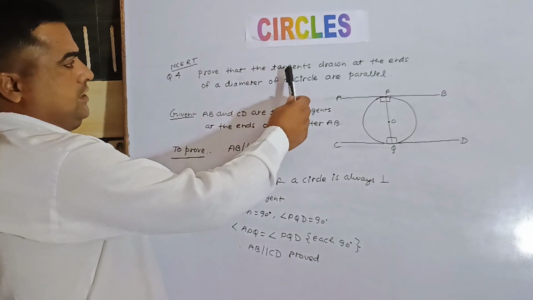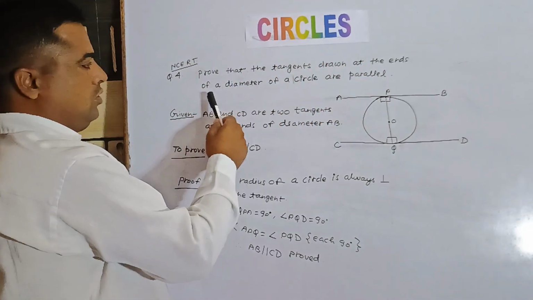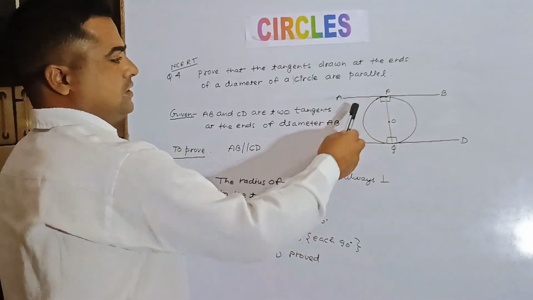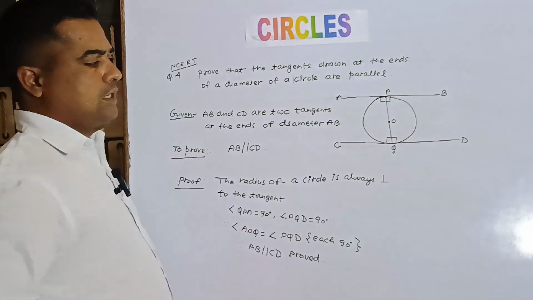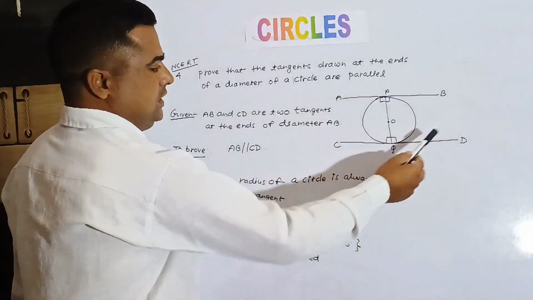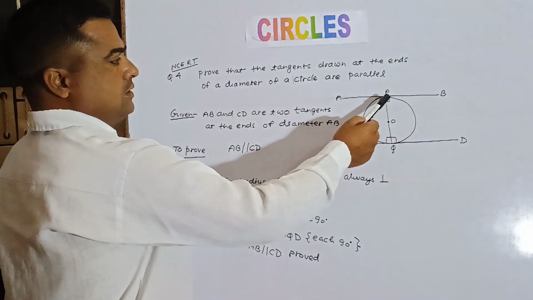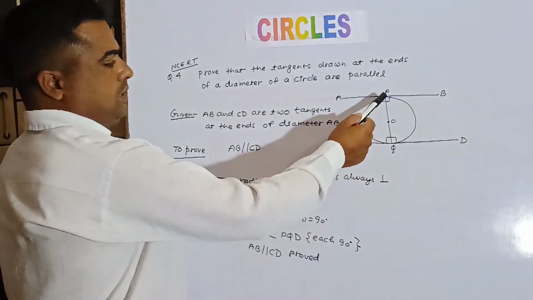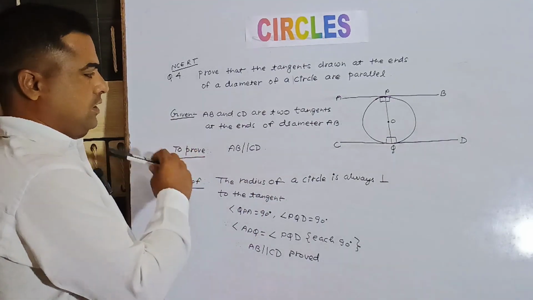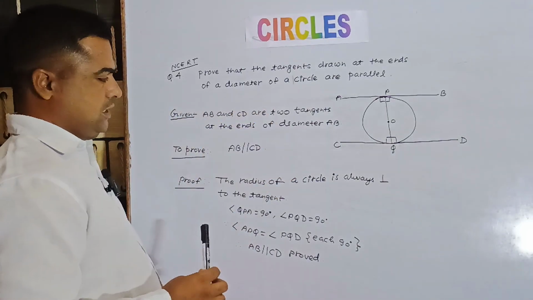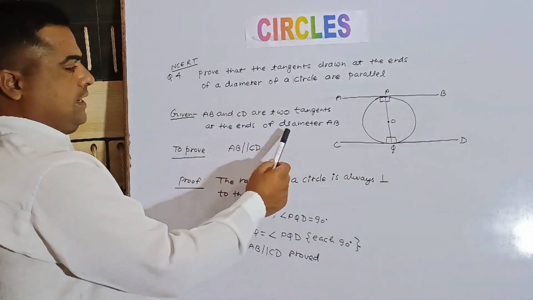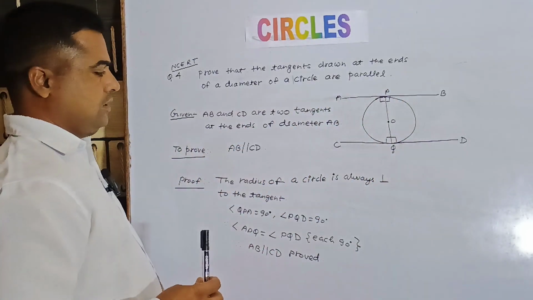Prove that the tangents drawn at the ends of a diameter of a circle are parallel. Students, we have a circle here. PQ is the diameter of the circle. We have drawn two tangents AB and CD at the ends of the diameter. P and Q are points of contact. So we have written here, given: AB and CD are two tangents at the ends of diameter PQ.